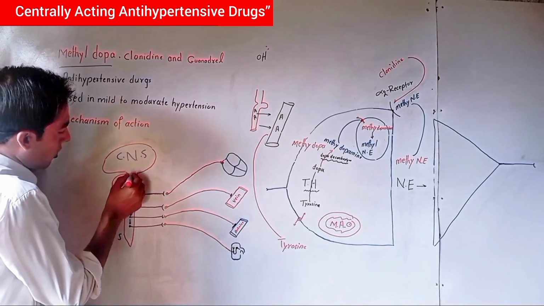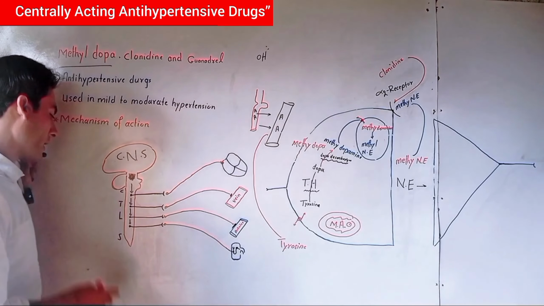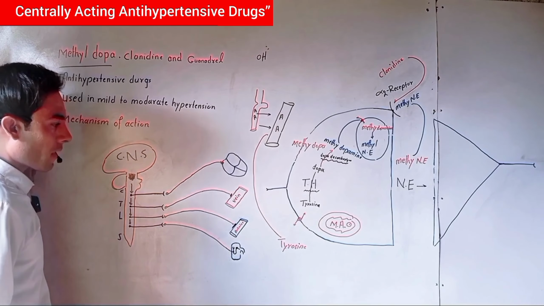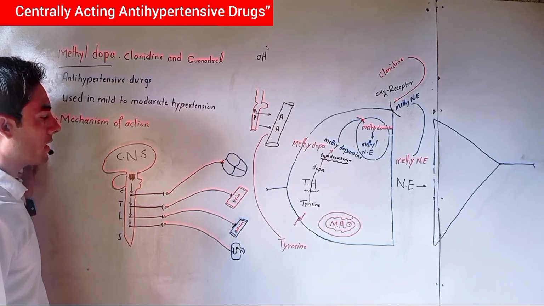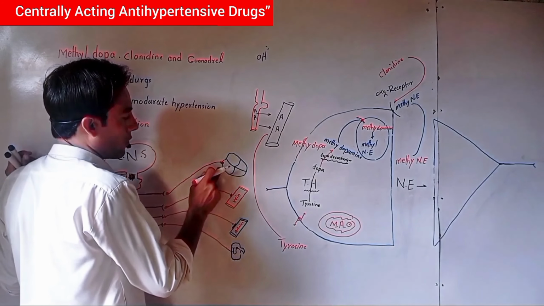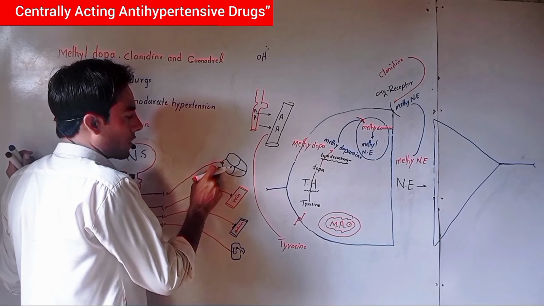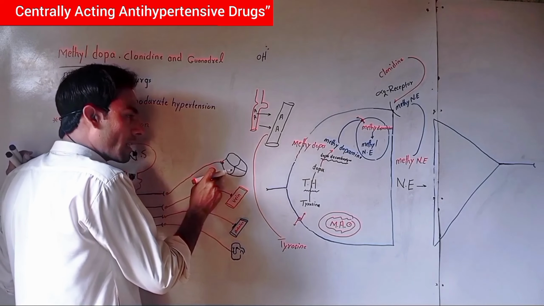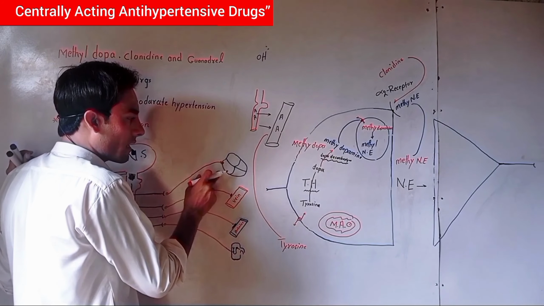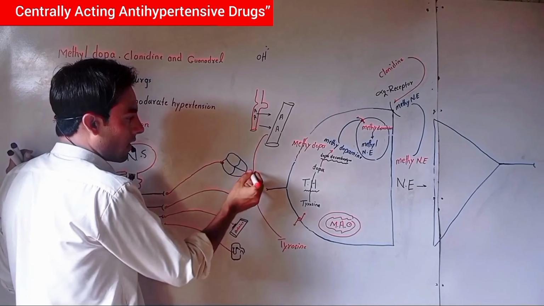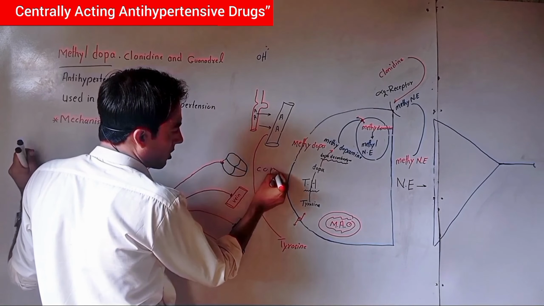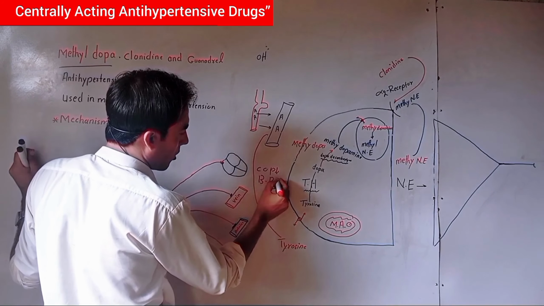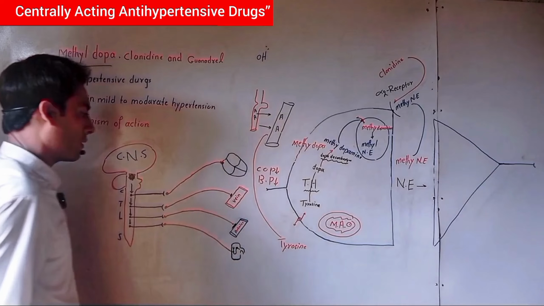So what actually happens is, when the vasomotor area is inhibited, it inhibits sympathetic outflow, the thoracolumbar outflow. When thoracolumbar outflow is inhibited, the neurons going toward the heart, which work on the SA node, are inhibited. Then contractility of the heart is reduced. When contractility is reduced, cardiac output is reduced. When cardiac output is reduced, BP goes down.